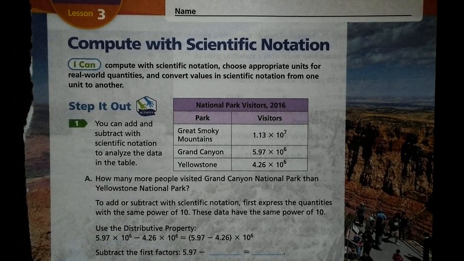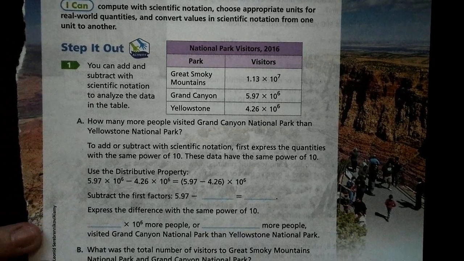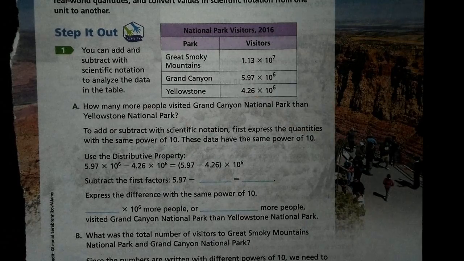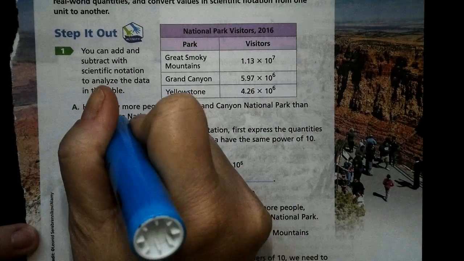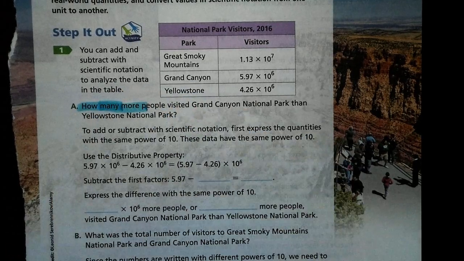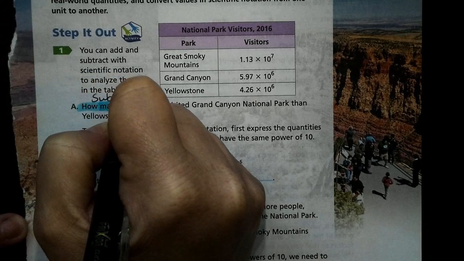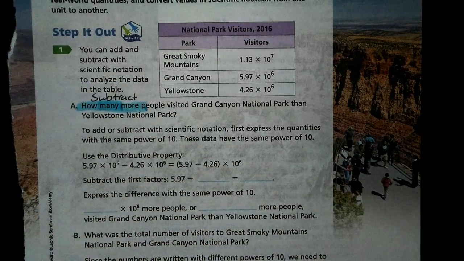You can add and subtract with scientific notation to analyze the data in the table. So they give us the national park visitors in 2016. They give us 3 parks and with their number of visitors written in scientific notation. So how many more people visited the Grand Canyon National Park than Yellowstone National Park? So the words how many more, that means to subtract. So we're going to subtract.